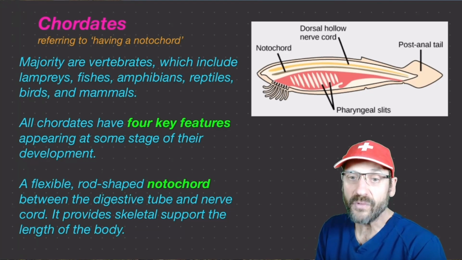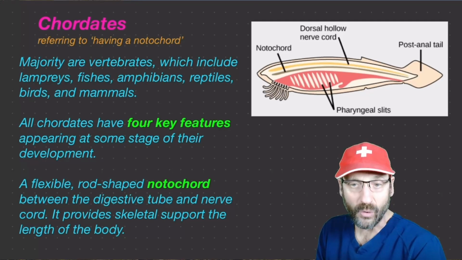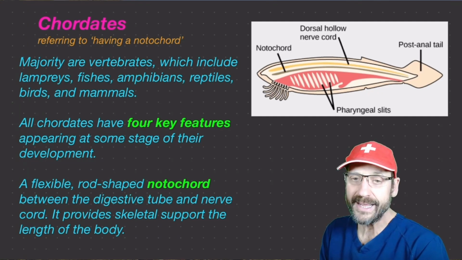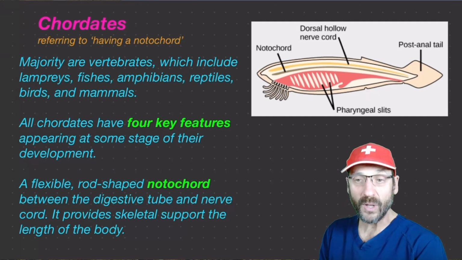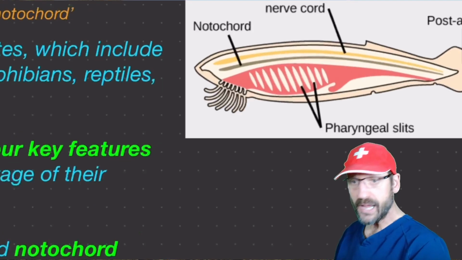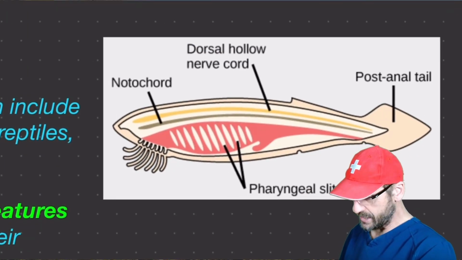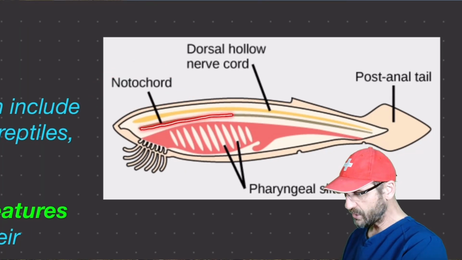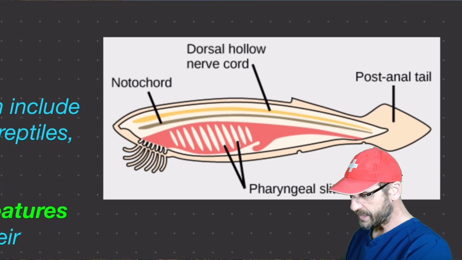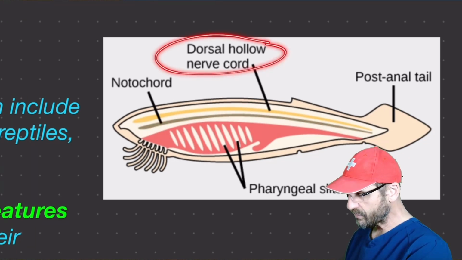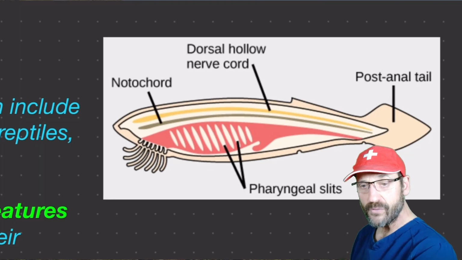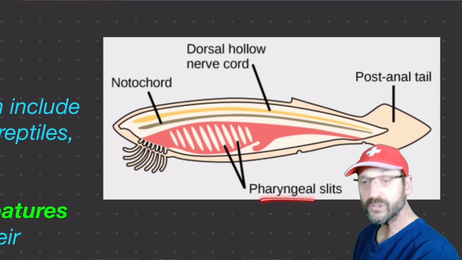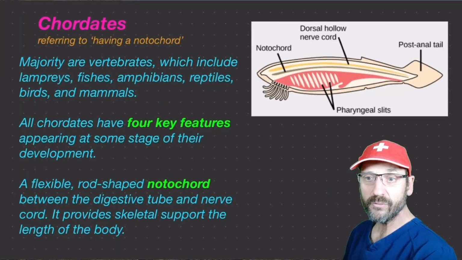The first is a flexible, rod-shaped notochord that lies between the digestive tube and the nerve cord, and it provides skeletal support through the length of the body. You can see the notochord right in here. That's that brownish looking rod between the yellow dorsal nerve cord, which yellow is always referring to nerve, and also here the digestive tube, which is this red thing. We're going to get to these pharyngeal slits in a moment. That's another one of those features.